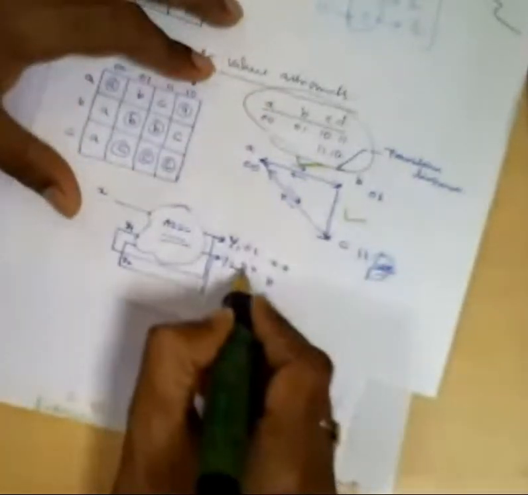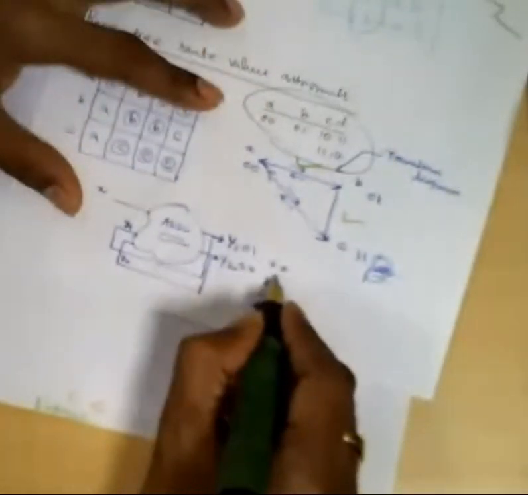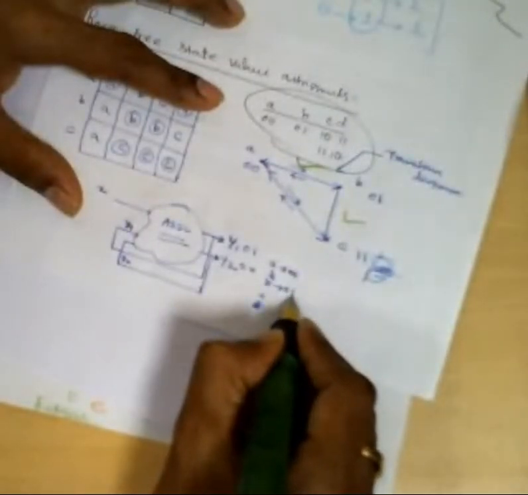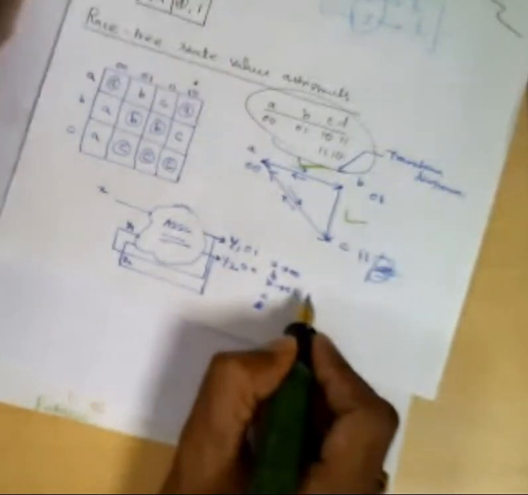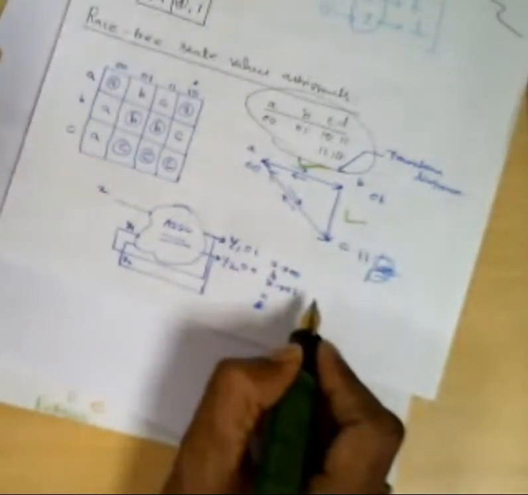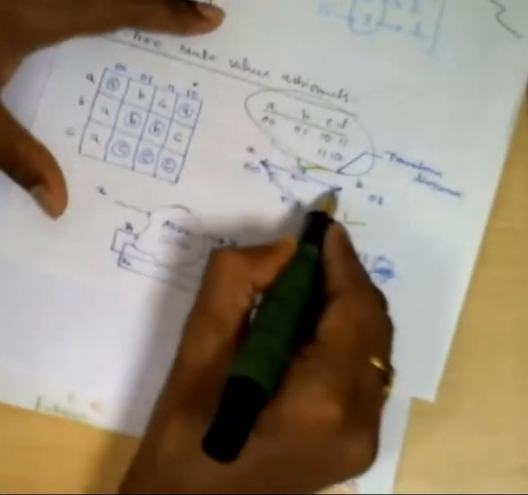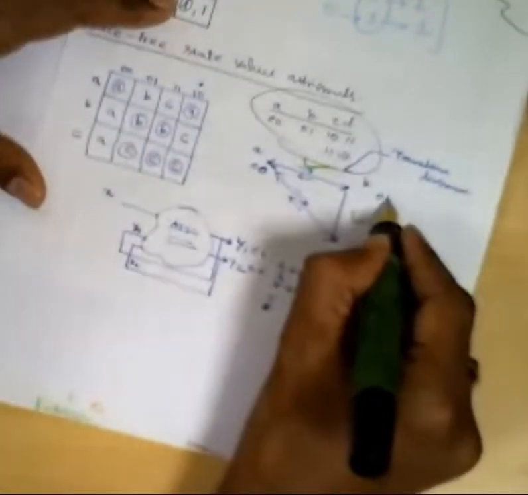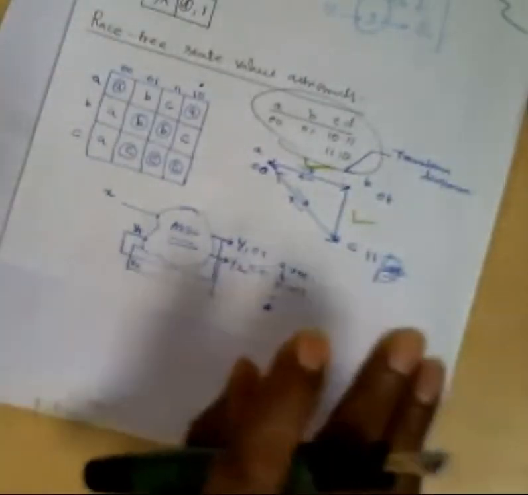So 0, 0, when it goes from A to B, this is 0, 0. This is 0, 1 now. So it is in the fundamental mode, meaning only one variable is changing. Therefore, going from A to B is not at all a problem, because only this 0 should become the 1 here. This 0 we are retaining.